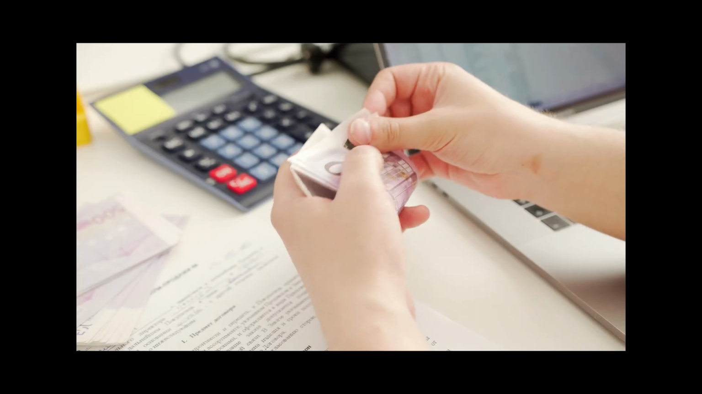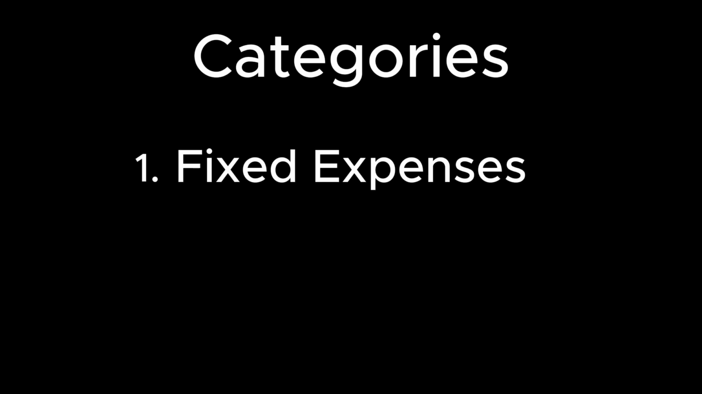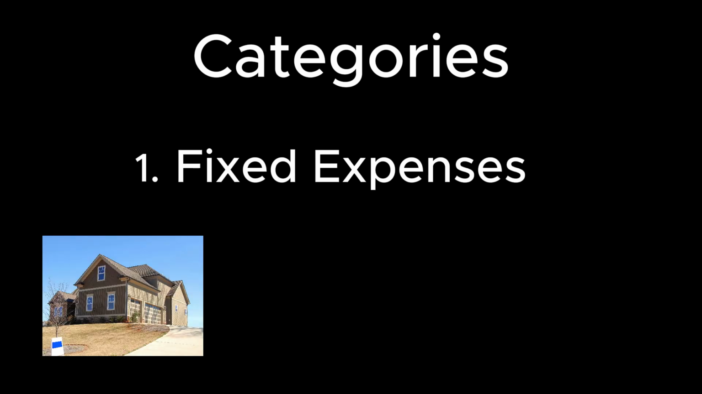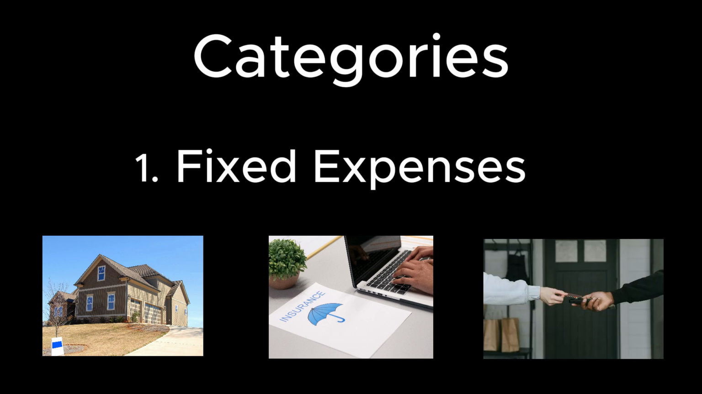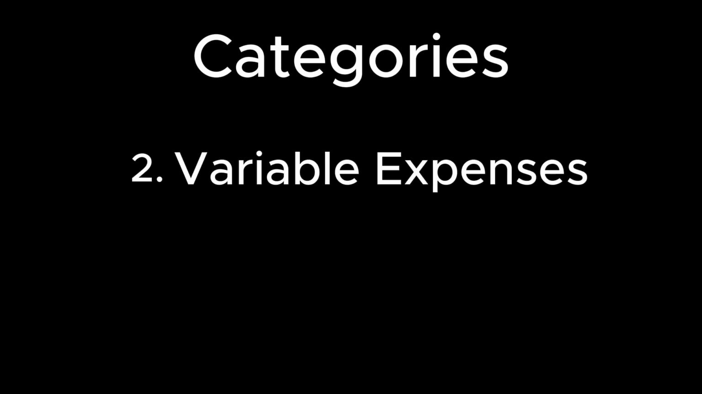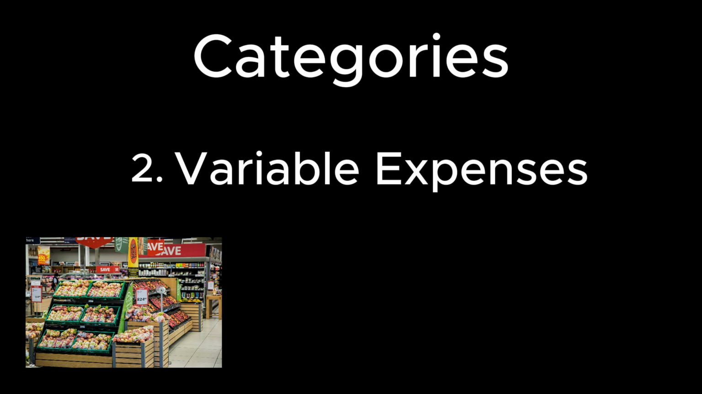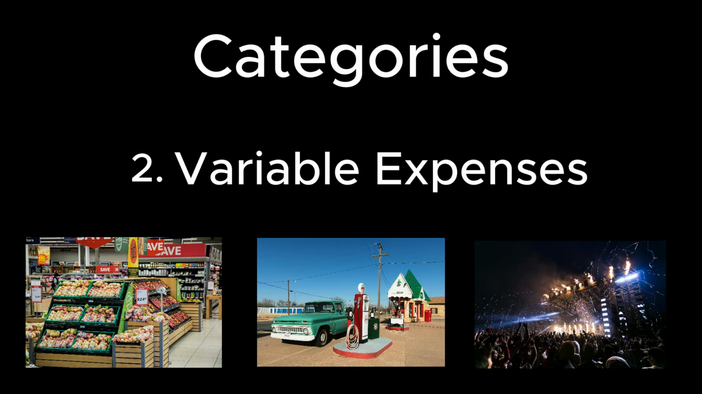Step 2. Next, list your expenses. These are the costs you expect to pay. Break them down into two categories. 1. Fixed expenses. These are costs that stay the same every month, like rent or mortgage, insurance, or loan payments. 2. Variable expenses. These can change, like groceries, gas or transportation, and entertainment and dining out.